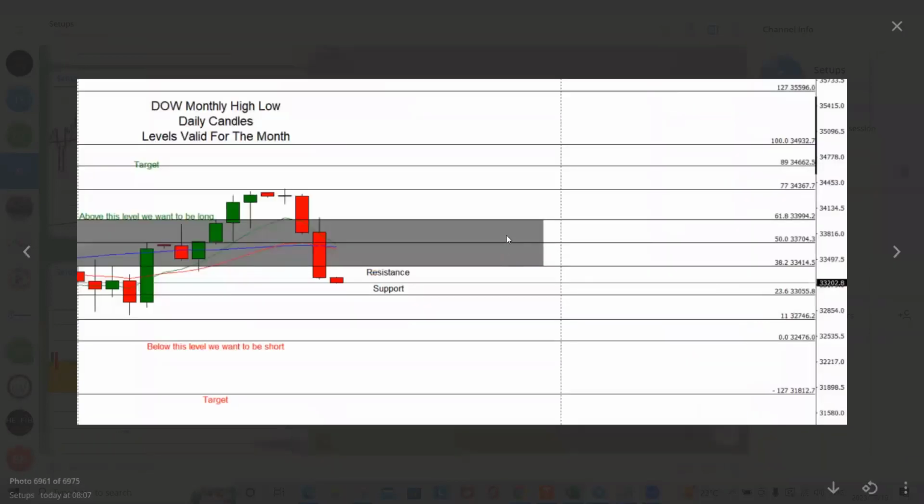Okay, on the Dow monthly high low, currently between levels of 23.6 and 38.2 as support resistance. We look at moving averages, 8 is still above 21, but they're very close to crossing. So if we get that cross and trend is down, we can look for a push below the 0 level to aim for the minus 127 level.